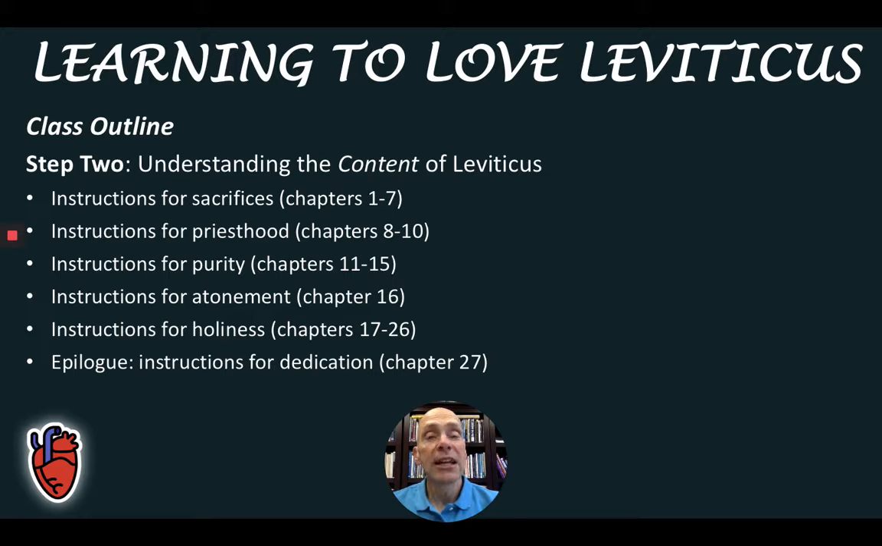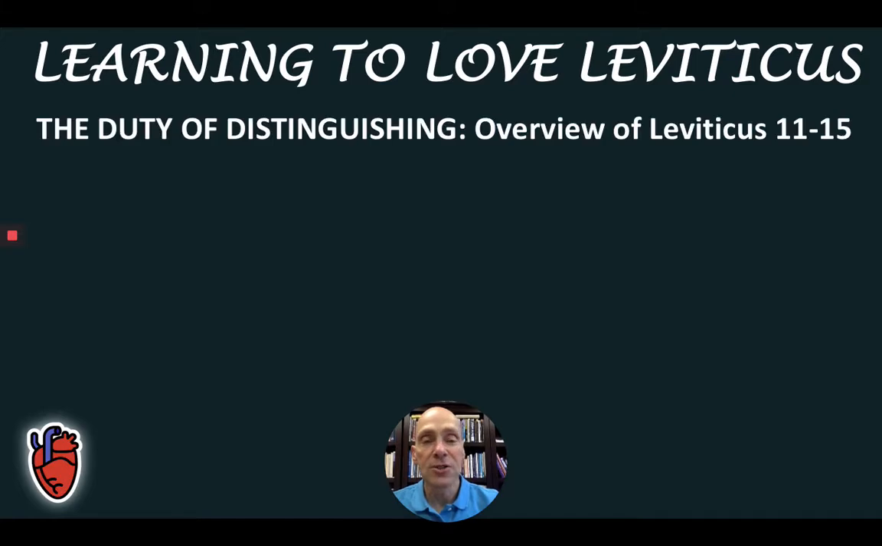And today we're getting into the third major section of the book of Leviticus, and that has to do with instructions for purity in chapters 11 through 15. That will be followed by the Day of Atonement in chapter 16, and then instructions for holiness through most of the rest of the book, chapters 17 through 26, and just a brief epilogue in the final chapter of the book having to do with the fulfillment of vows or the fulfillment of dedication. And so today we're going to be beginning an overview on the instructions for purity.